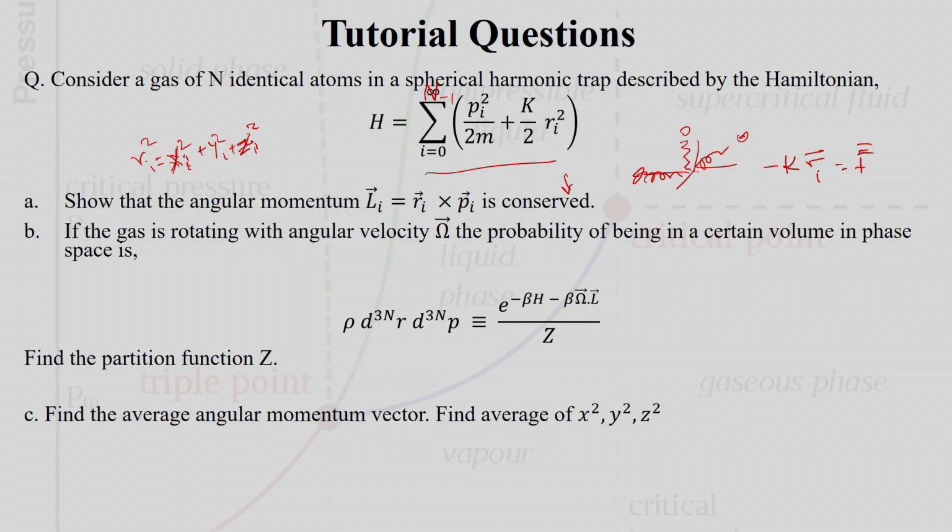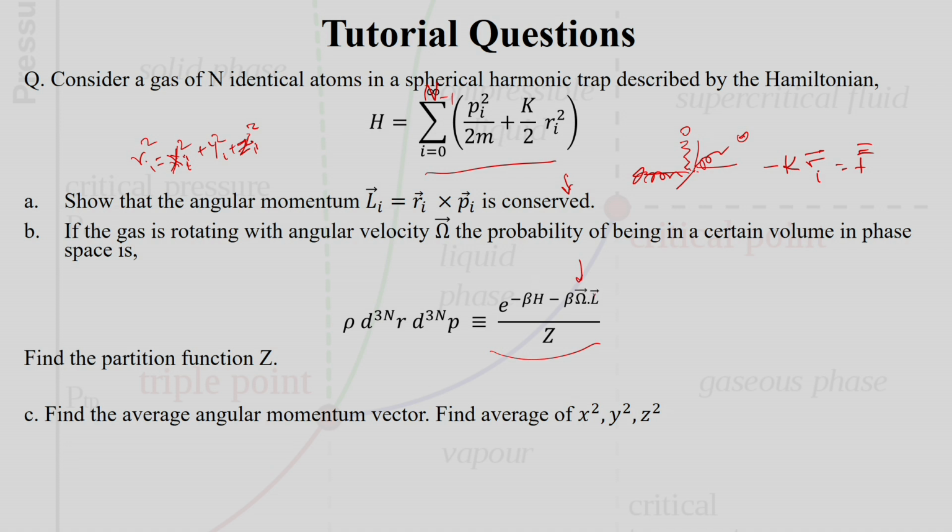The first question says to show that the angular momentum vector is a conserved quantity. So, I have to show that there is a conserved quantity. Then, if the gas is rotating with some angular velocity, I have to show that the probability of being in a certain volume in the phase space can be thought of as this. If it is not rotating, this is absent, so it is just e raised to minus beta H by Z. That is the canonical partition function.